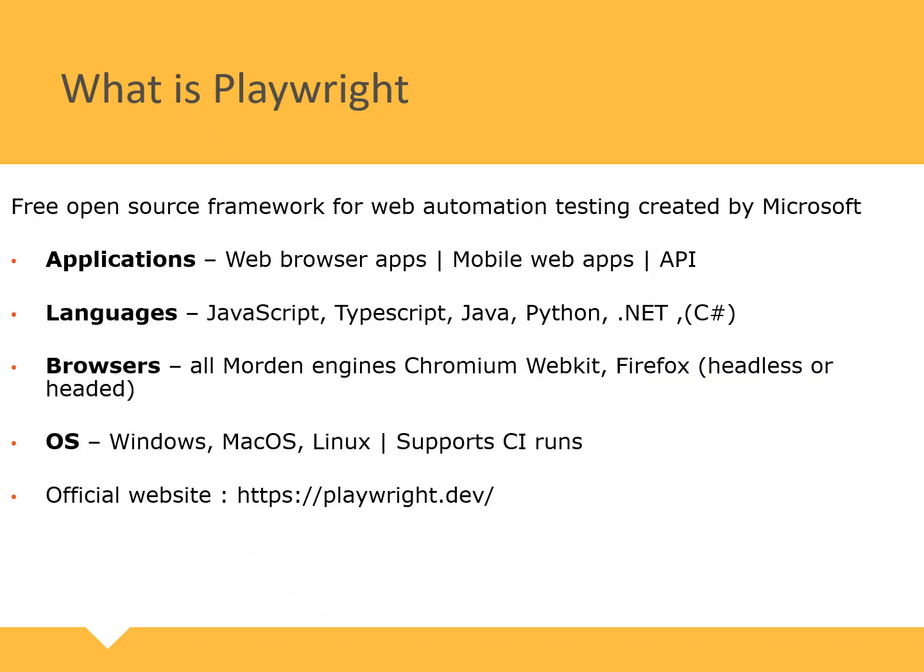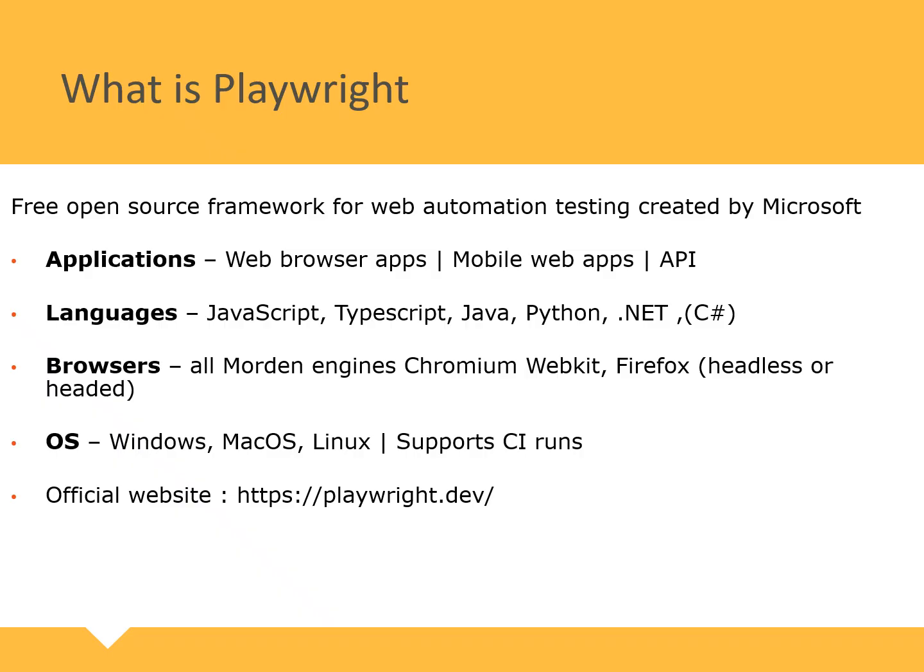Playwright is a free and open source framework. It is created by Microsoft and it can be used for doing test automation on web browsers application. When I say browsers, it can be desktop browsers or it can also be mobile browsers. So if I talk about the application supported by Playwright, all the web browsers apps, all the mobile web apps, as well as we can also do API testing with Playwright.